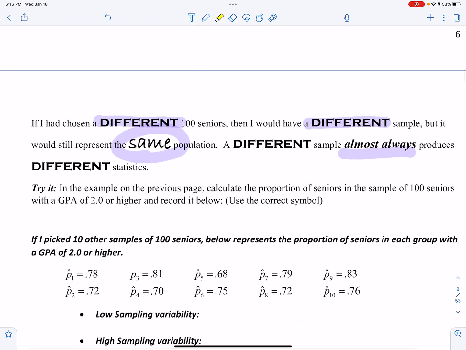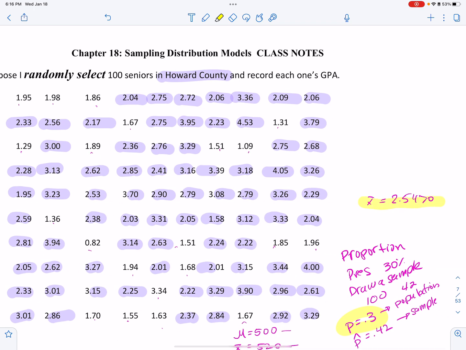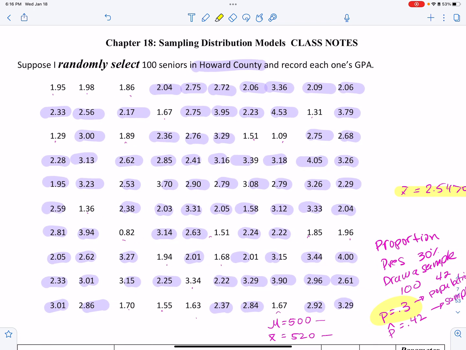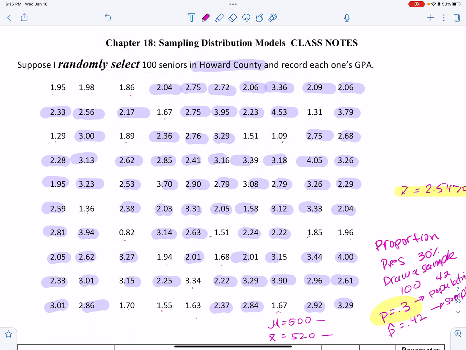All right, if I had chosen a different 100 seniors in the beginning, I don't know if I introduced this, but this is 100 seniors in Howard County, and these are all their GPAs, and the mean here, I already calculated for you, is 2.547. And I have highlighted here all of the seniors that have a 2.0 or above. So I randomly selected 100 seniors in Howard County. There are lots more seniors in Howard County; these are just the randomly selected ones. And so any data that I get from them is going to be considered a statistic.